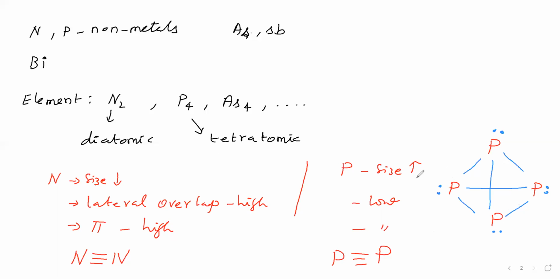Therefore, by this point, can we say that phosphorus never forms pi bond? That is wrong. Phosphorus also can form pi bond. Phosphorus is forming pi bond with oxygen. Phosphorus is forming pi bond, but in elemental form, phosphorus is not existing as P2, it is existing as P4. In the elemental form, nitrogen exists as N2, not as N4. Okay, in elemental form we are talking, not for other molecules.